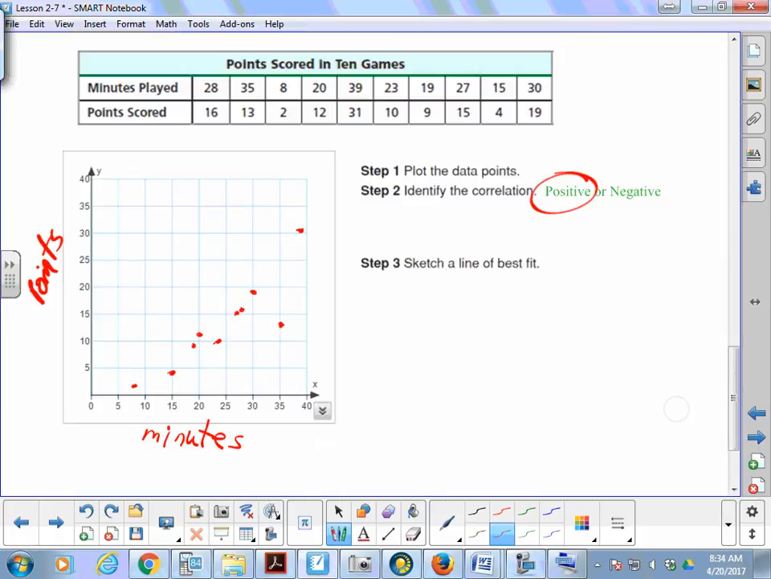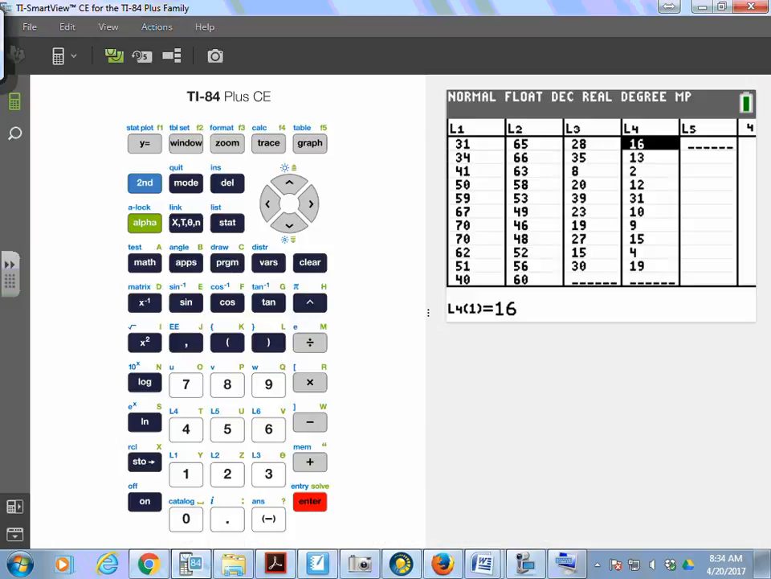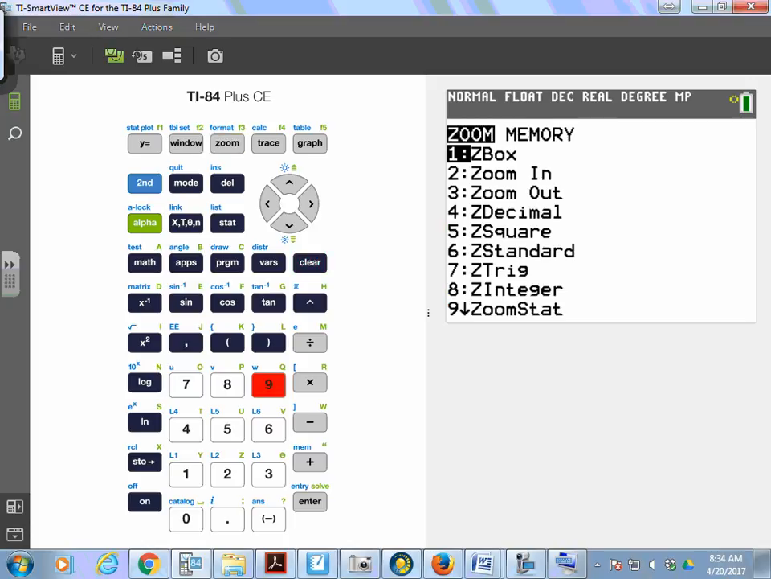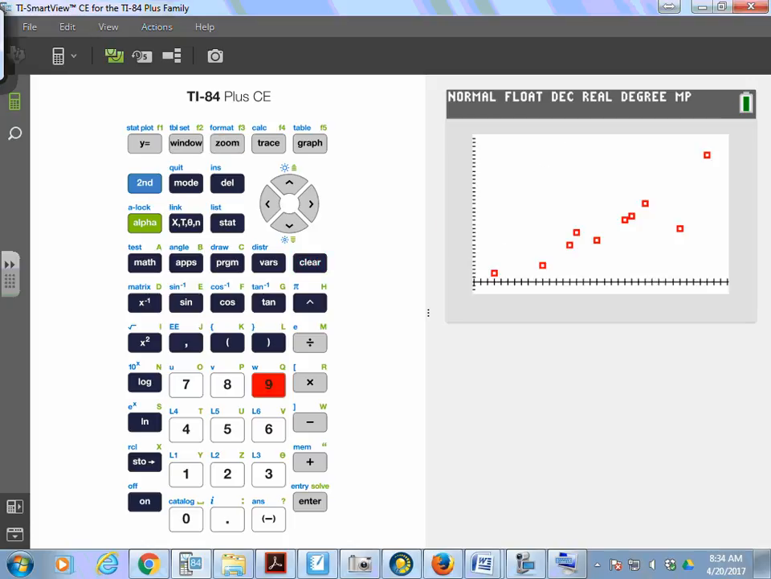All right. So with this basketball question, we've got a positive correlation. All right, so we got our data in a list. Now, once you do this, the one thing you got to remember to do is, I had an equation in my y equals. I want to make sure I get rid of that. Okay, all right. And then here's my zoom 9. So here's what your graph should look like then, which looks very similar to the one we drew.